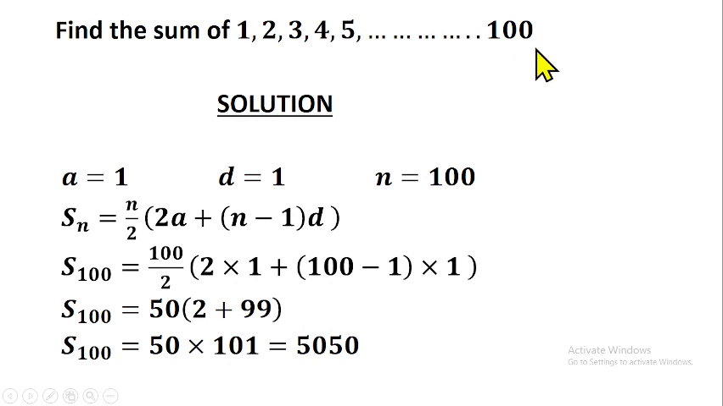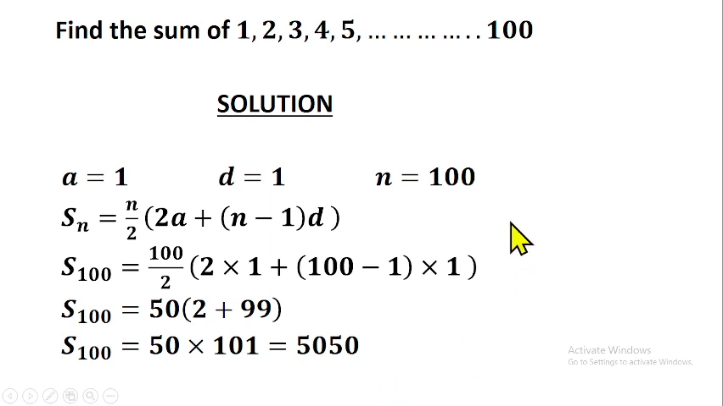I can also use the second formula to solve this question, because I know the last term. The last term here is what? 100. So I will have n over 2 into a, which is 1, plus the last term, 100. So 1 plus 100 is 101. Then n, which is 100, over 2 gives us 50. 50 times 101 will give us 5050, the same answer, because we know the last term of this sequence. If you don't know the last term, you cannot use that second formula. Do we understand that? Good.